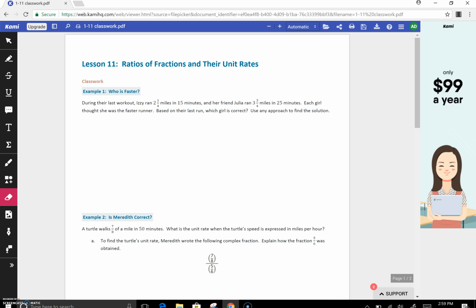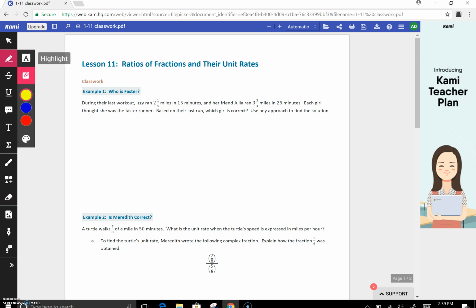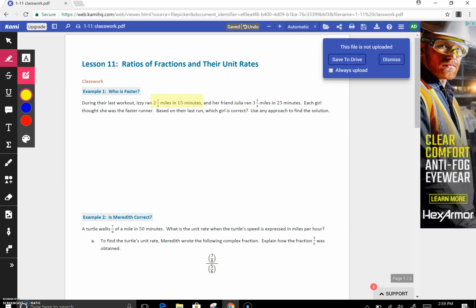The example is called Who is Faster? During their last workout, Izzy ran 2 1/4 miles in 15 minutes. And her friend Julia ran 3 3/4 miles in 25 minutes. Each girl thought she was the faster runner. Based on their last run, which girl is correct? So we have two girls debating on which one's faster. We're going to figure out who is.